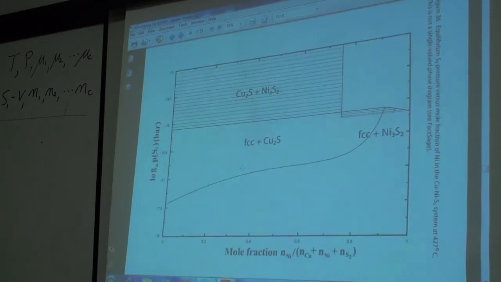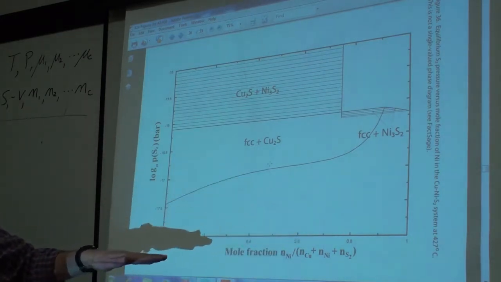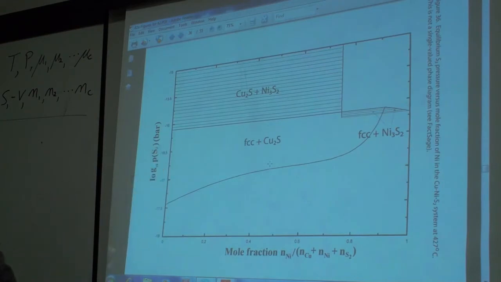Here's another example. This is the copper-nickel-sulfur system at 427 degrees Celsius. Remember we did that diagram, the iron-nickel-oxygen diagram. I plotted log PO2 versus the iron-nickel ratio, back in figure 5, I think it was, and that all worked out quite nicely.